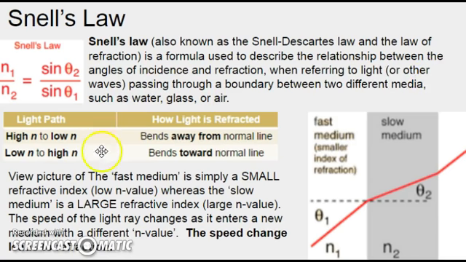So we know this rule, and we know that N1 and N2 imply that you've got two different media. So if we view the picture, the fast medium right here simply has a small refractive index, right? Low refractive index, low n value. Whereas the slow medium has a large refractive index, right? We know this by now. The greater the n value, the lower the speed. The speed of the light ray changes as it enters a new medium with a different n value. The speed change leads to refraction.